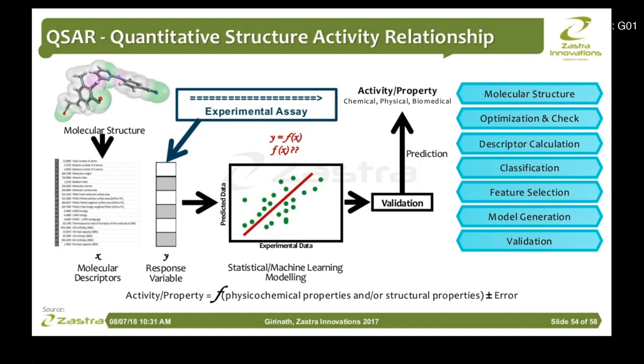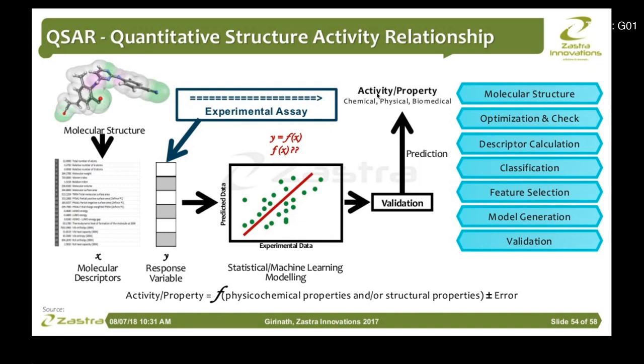Now, how do we correlate them in order to generate the QSAR model? We try to extract numerical values from our molecular structures. They are called molecular descriptors. These descriptors can be two-dimensional or three-dimensional, and there are several types of descriptors which I will be discussing in the next slides.